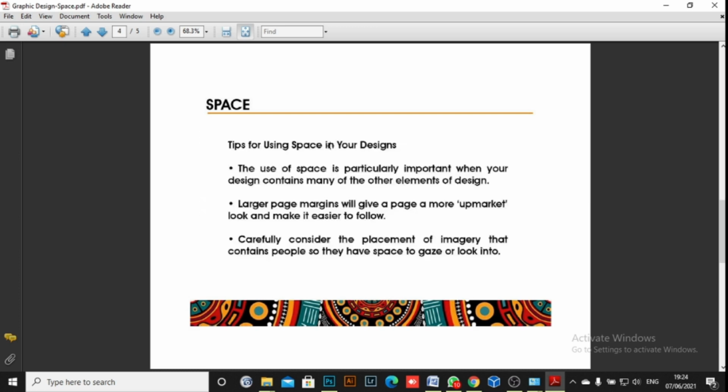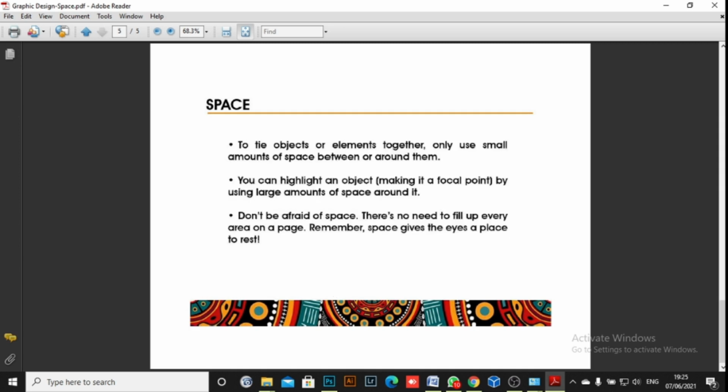Tips for using space in your design. The use of space is particularly important when your design contains many of the other elements of design. We've talked about the elements of design. Larger page margins will give a page a more upmarket look and make it easier to follow. Carefully consider the placement of imagery that contains people, so they have space to gaze or look into.